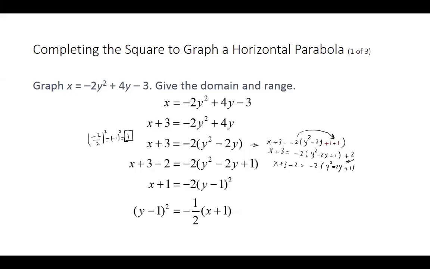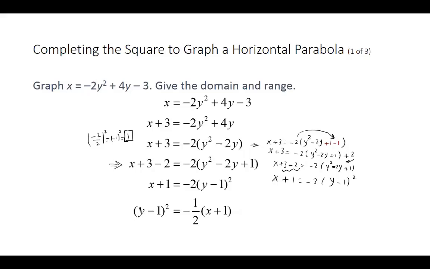Now I don't really need this -1 inside the parentheses. I need to distribute this -2. That would become +2 when I move it outside the parentheses. Now if I move that to the other side of the equation, I get x plus 3 minus 2 equal to what I have on the right-hand side. So there were a few steps missing to get to this point, but now it should be pretty clear. This would be x plus 1 equal to -2 times, now I can complete the square, y minus 1 squared.